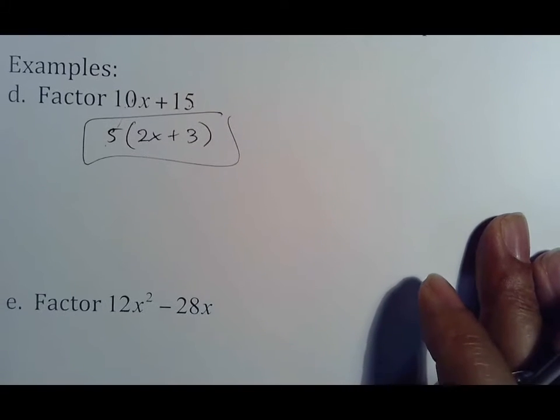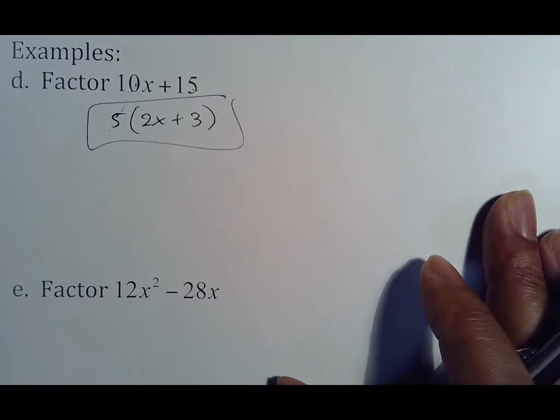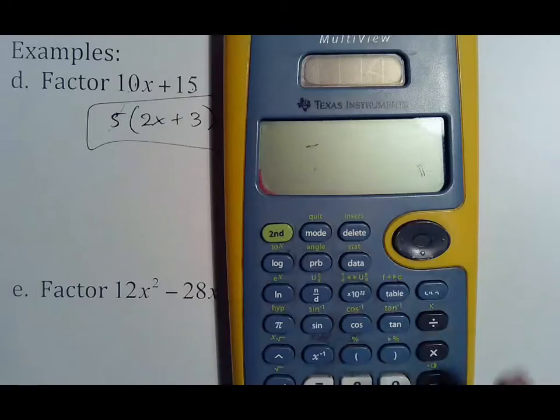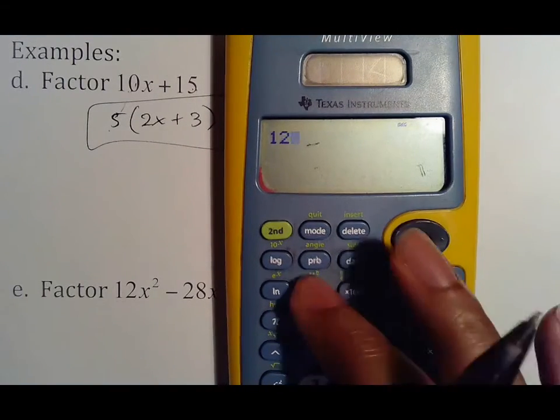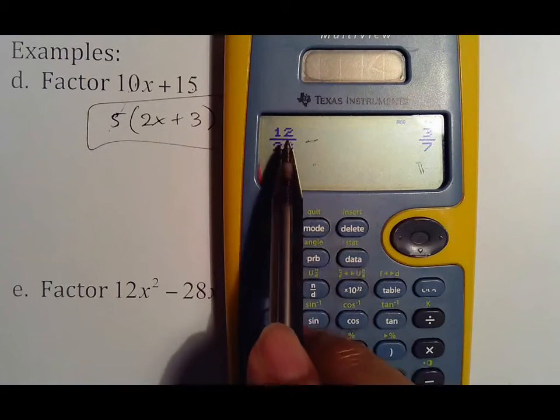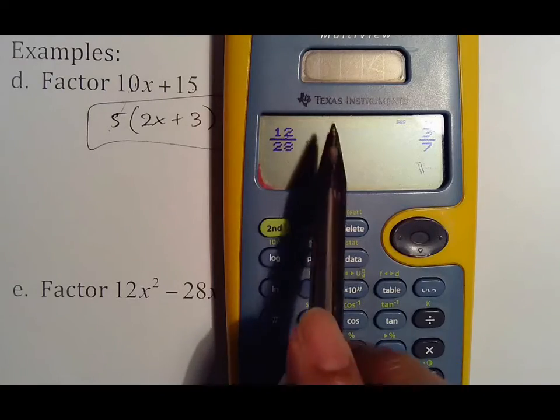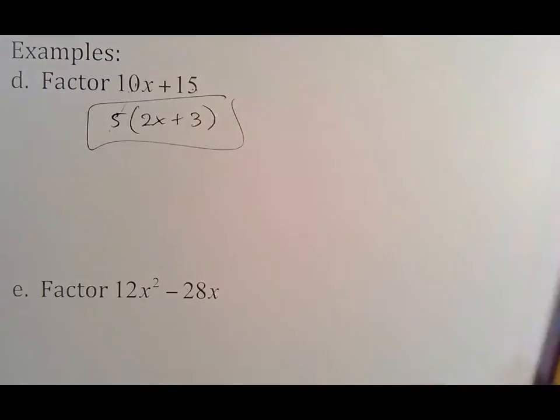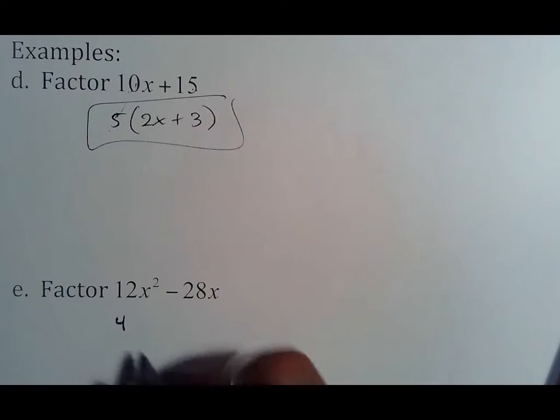I have a lot of students who do that. Now, e is different. If you don't know what the number is, remember I showed you to put these numbers into a fraction. And then ask yourself, what do you divide 12 by to make 3? And if you don't know, what's 12 divided by 3? That is 4. So the biggest number I can take out is 4.